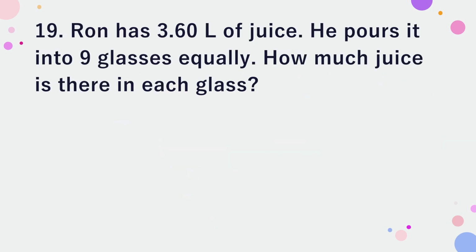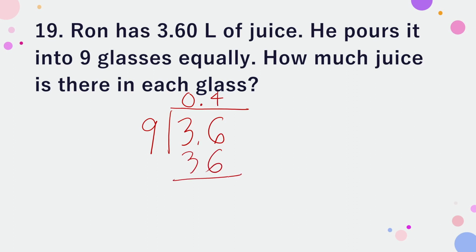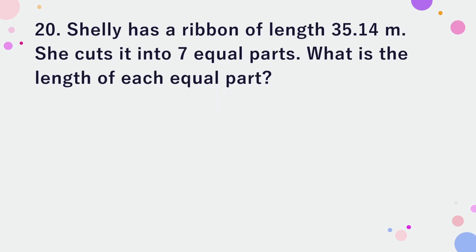We have Ron has 3.60 liters of juice. He pours it into 9 glasses equally. How much juice is there in each glass? Divide. So I have 3.6 divided by 9. So, butangan og 0, the decimal point. 36 divided by 9, 4. 36, 0. So, meaning 0.4 liters in each glass. Okay? What about number 20?